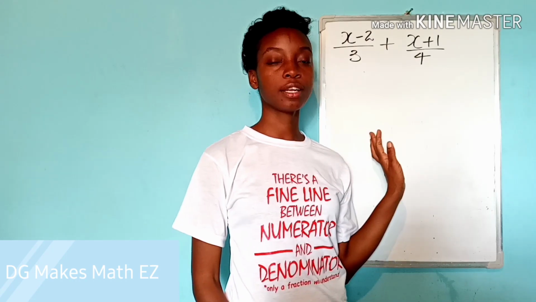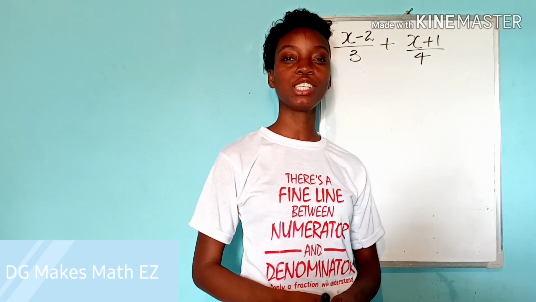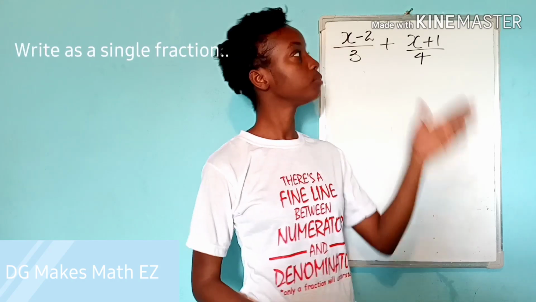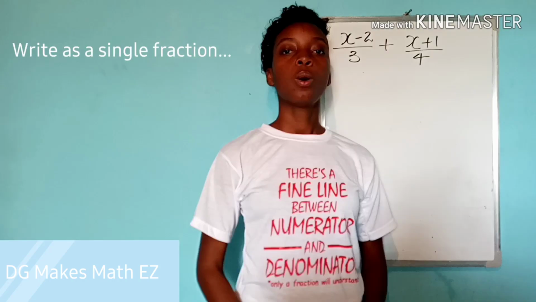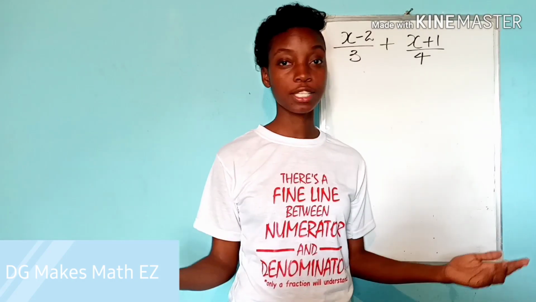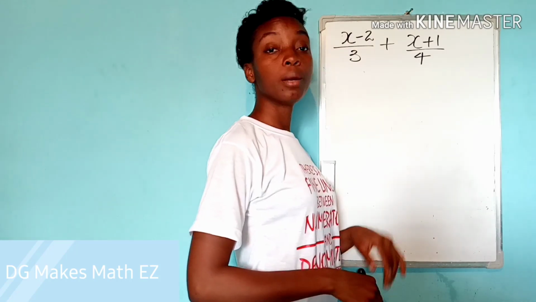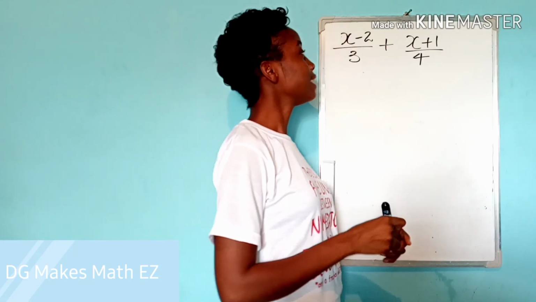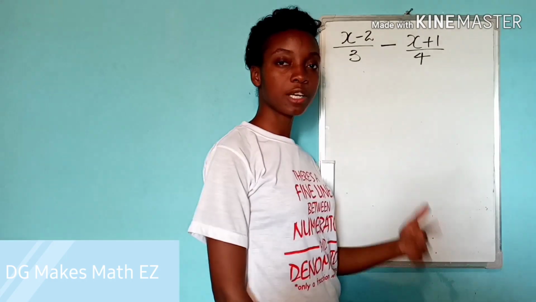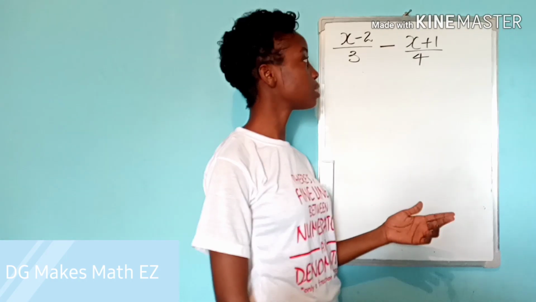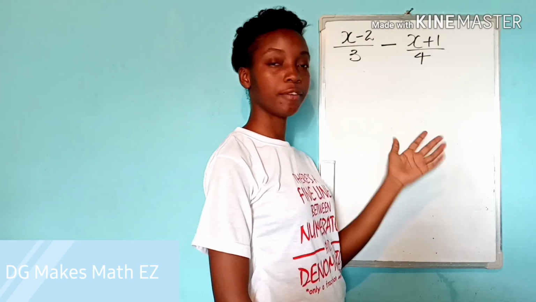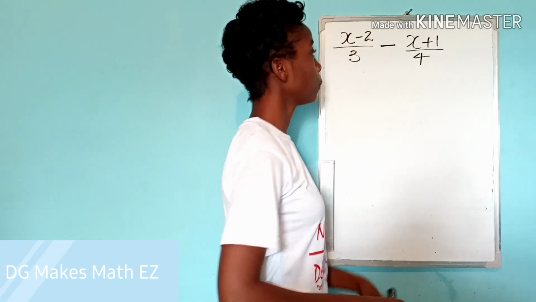Alright, so this is our second and final question. By the way, I should mention that these questions usually read write as a single fraction, and then you're given the fractions. Or write as a single fraction in its lowest terms. Either way, give them the answer in its lowest terms. Now I'm going to do something to this question, and that is to change this plus sign to a minus. I do this because I want you to have a comprehensive grasp on how to approach these questions. So we've done one addition. What if it's subtraction? All right, here we go.